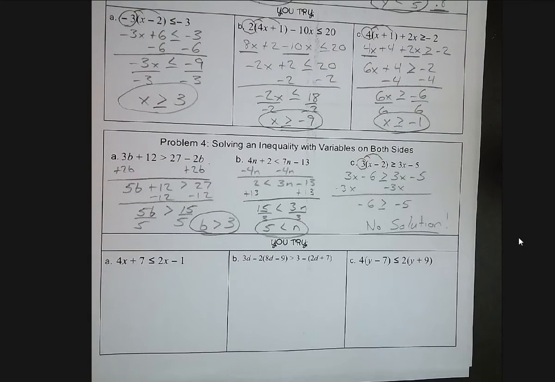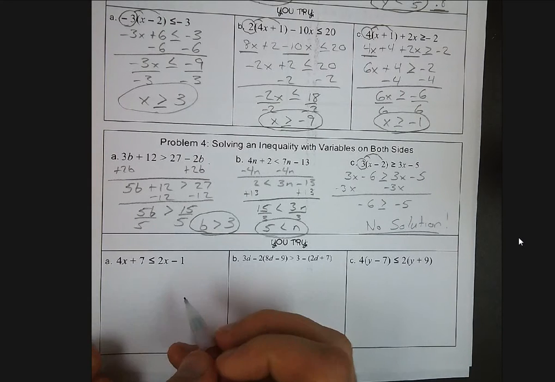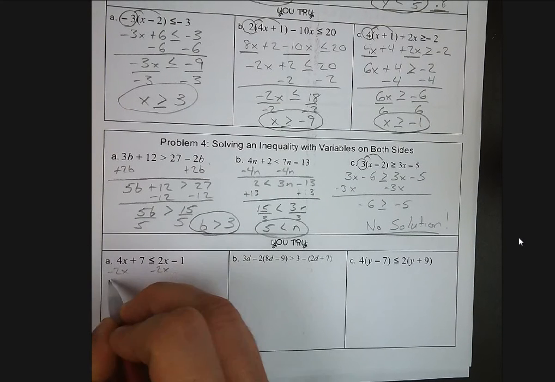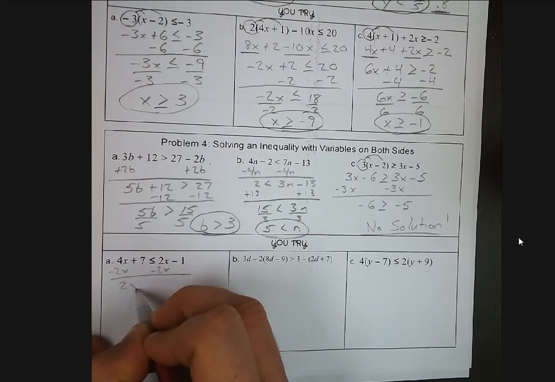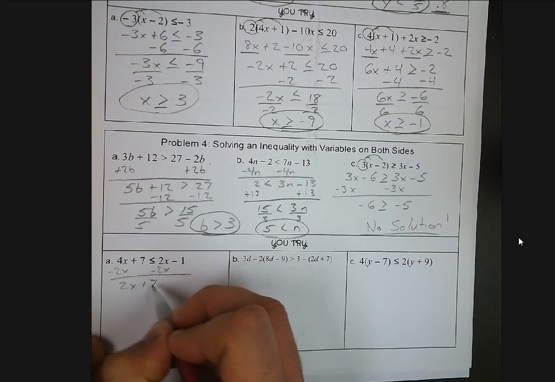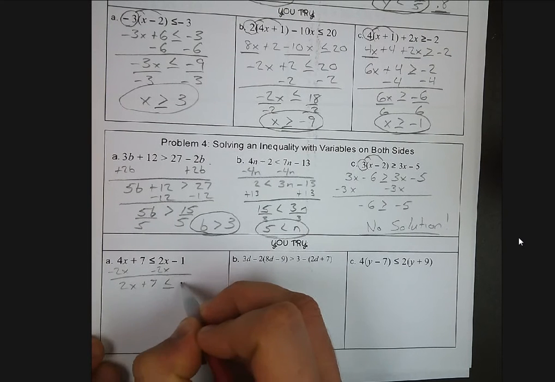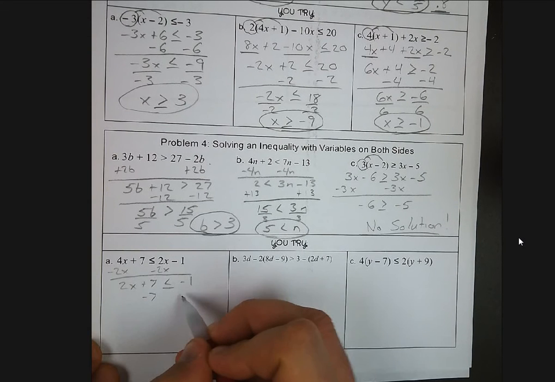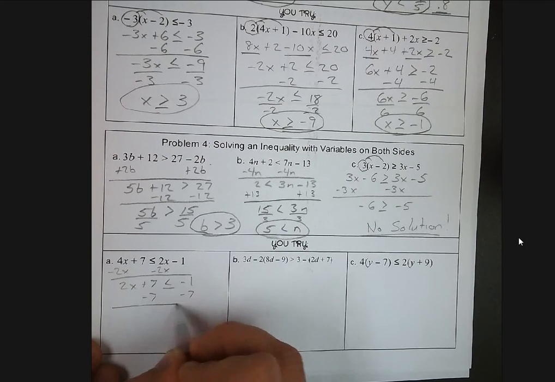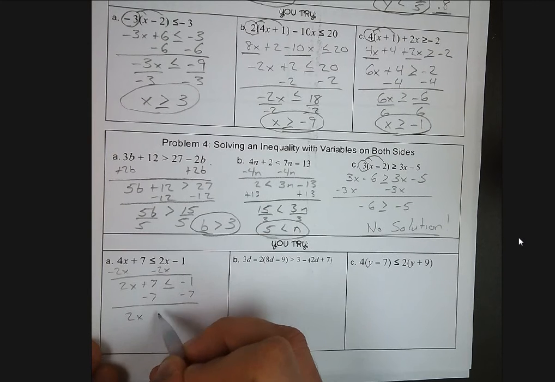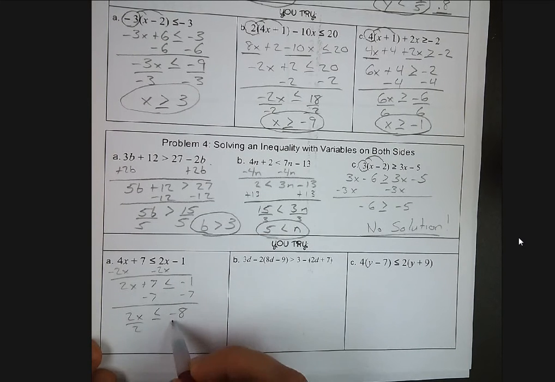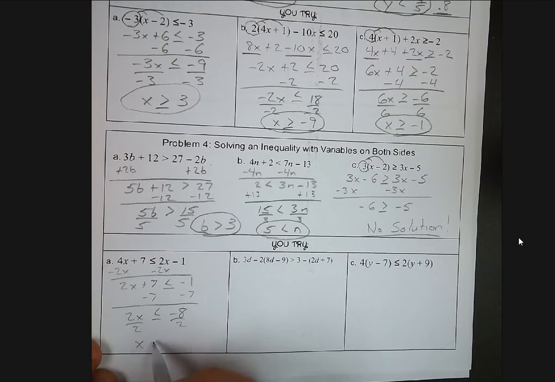So letter A, our first step is going to be to subtract 2x from both sides of our equation. We're left with 2x plus 7 is less than or equal to negative 1. So we're going to subtract 7 from both sides of our equation. 2x is less than or equal to negative 8. Divide both sides by 2. And x is going to be less than or equal to negative 4.